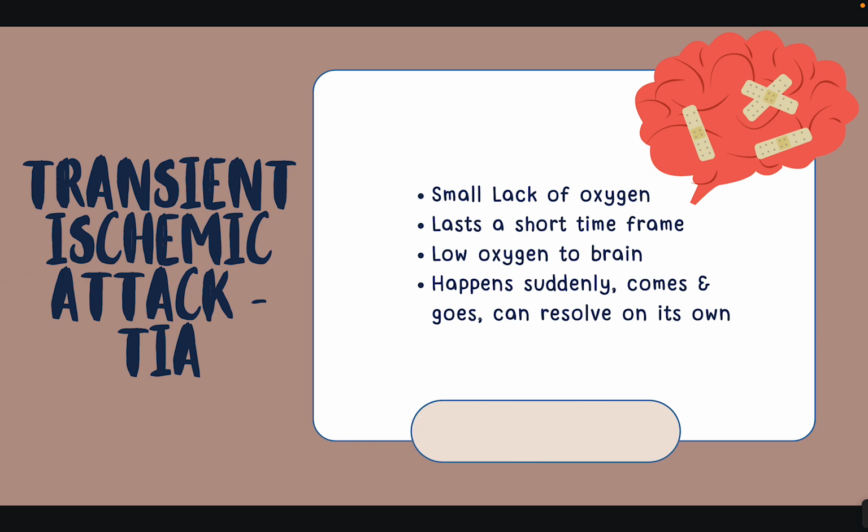So we're going to talk about the different types of strokes. We're going to talk about the three major types. So remember, I am talking about the three major types, but if you decide to go back to school and get your NP, you are going to be dissecting those three major ones and learning different types of strokes within those categories.